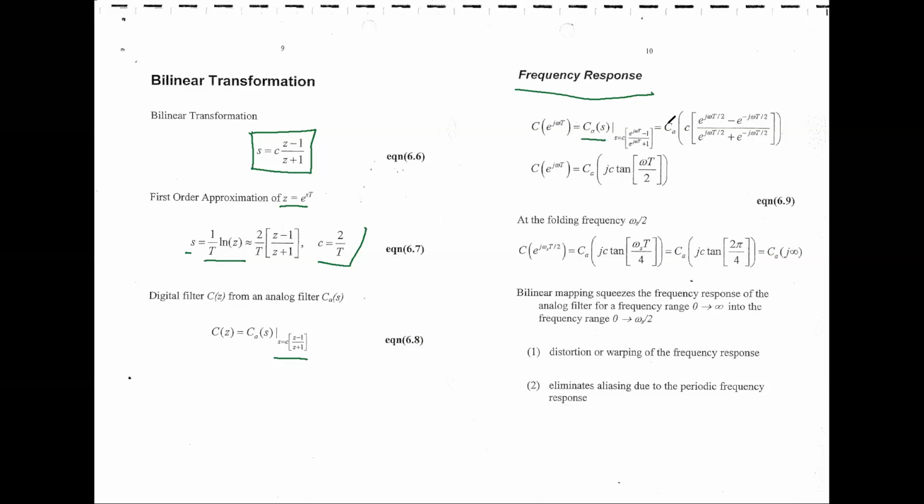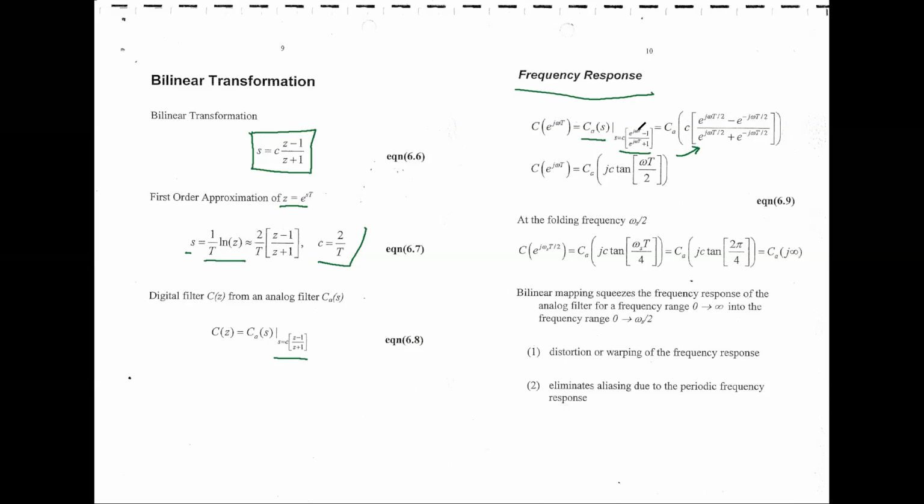So if you substitute this, in place of S you get C times e to the power J omega T over 2 minus e to the power minus J omega T over 2. So basically it's substituting this equation over here, and then multiplying the whole thing inside by e to the power J omega T over 2 divided by e to the power J omega T over 2, and multiplying by e to the power minus J omega T over 2 divided by e to the power minus J omega T over 2. So you get it in this form.